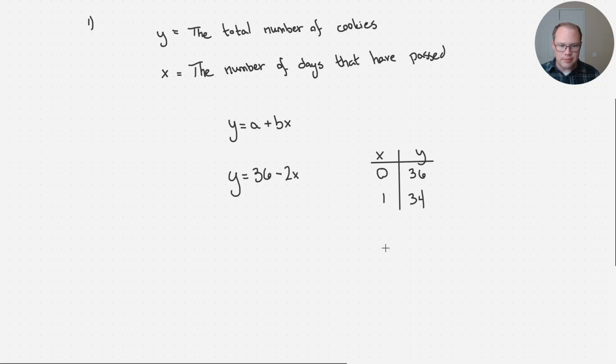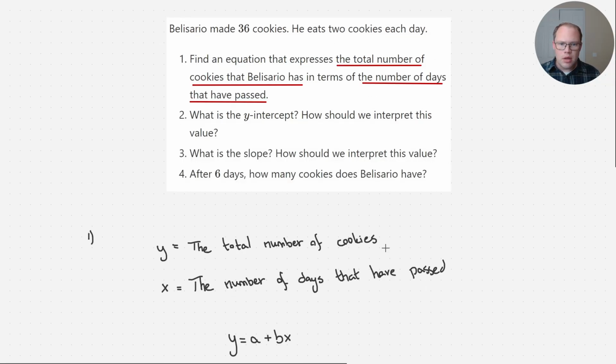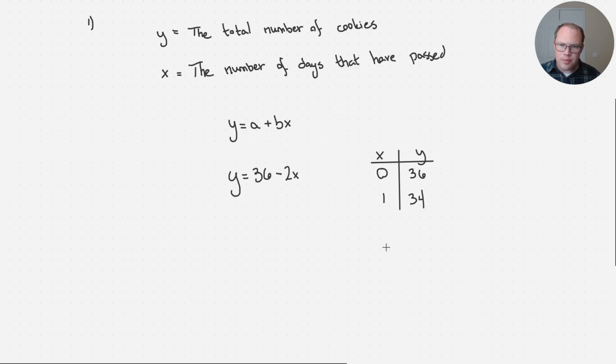Part 1 is done. Part 2, what is the y-intercept and how should we interpret this value? So the y-intercept, we can look at this very quickly. It's related to our a, right? It's a point xy. The x value is always 0, and the y value of the y-intercept is always this number here. It's the a. So 36.